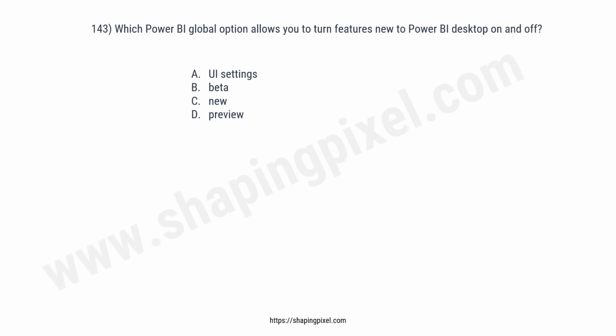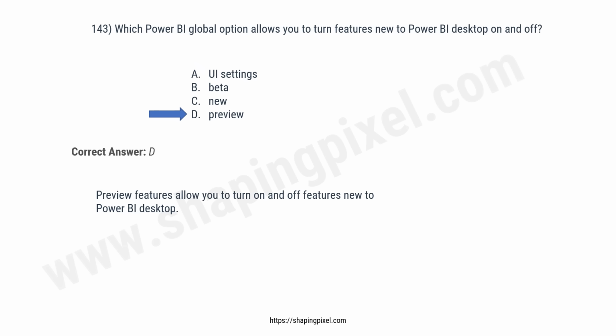Question number 143. Which Power BI global option allows you to turn features new to Power BI Desktop on and off? And we have four options: UI settings, beta, new, preview. So the right answer here is option D, preview. Preview features allow you to turn on and off features new to Power BI Desktop.